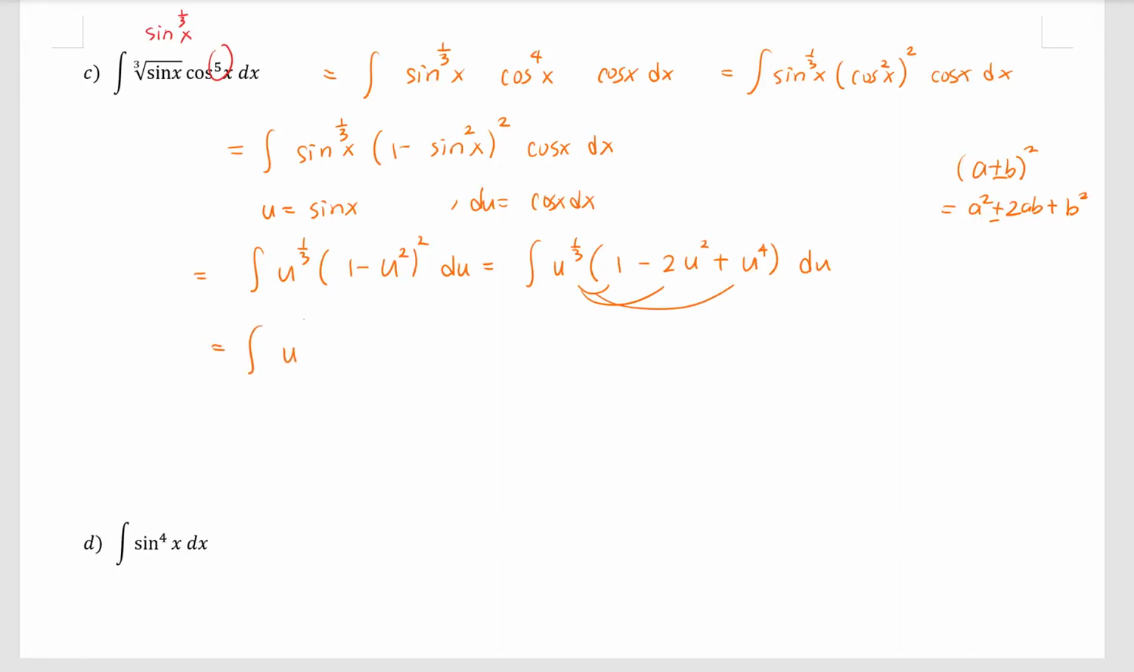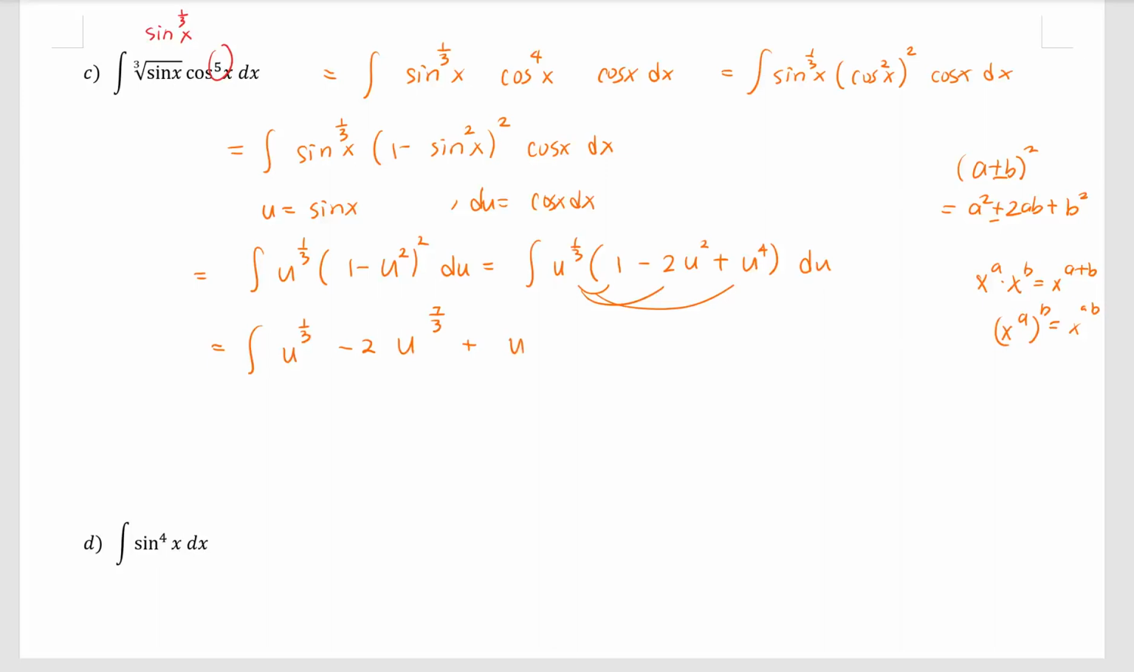So we have u to the 1/3, and minus 2. U squared times u to the 1/3 is u to the 1/3 plus 2. Remember, it's plus 2. Don't multiply by 2. X to the a times x to the b is x to the a plus b. X to the a to the power b is x to the a times b. But here we're multiplying, so we add the exponents. So that is 7/3.